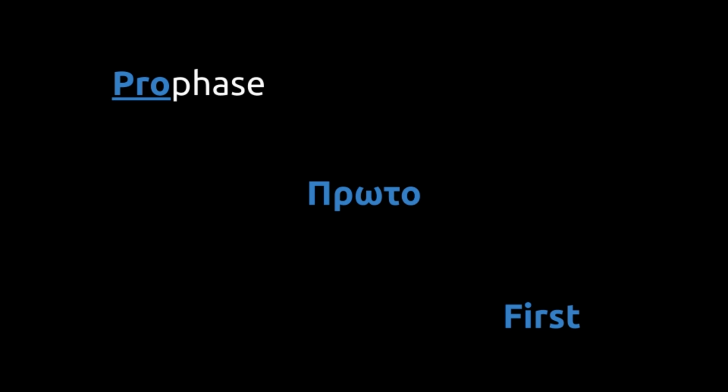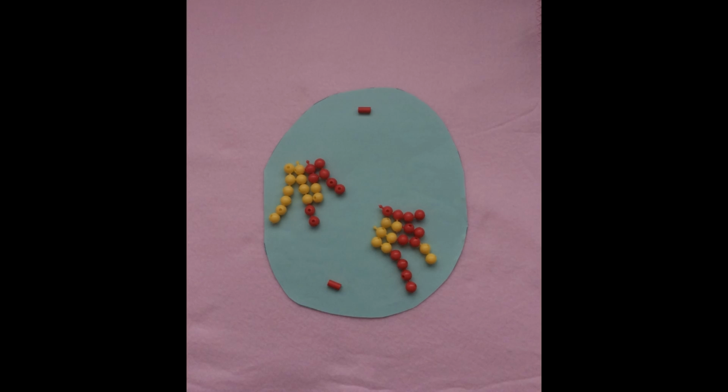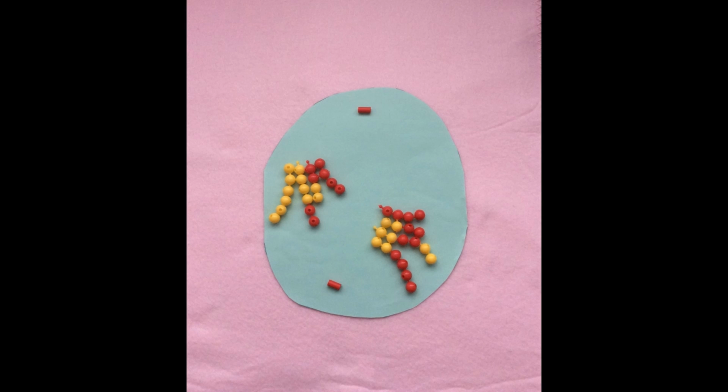The first step of meiosis is Prophase I. I remember this step because the pro in prophase is proto in Greek, meaning first, and prophase is the first step in meiosis. During this phase, the nuclear membrane disappears and the spindle fibers begin to form. The chromosomes match up to their homologous pairs, also known as tetrads, and are diploid cells, or 2N.